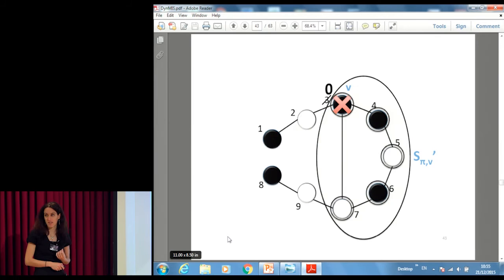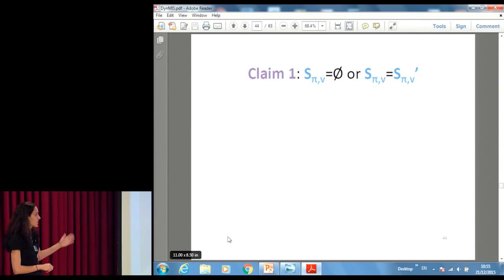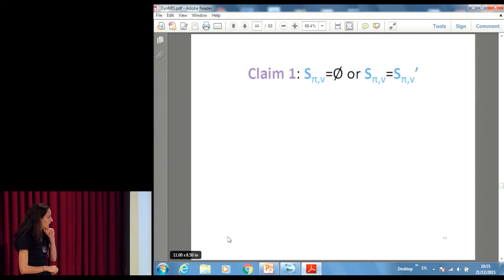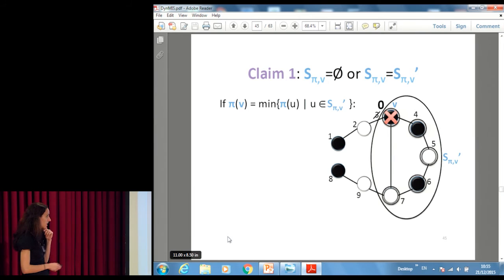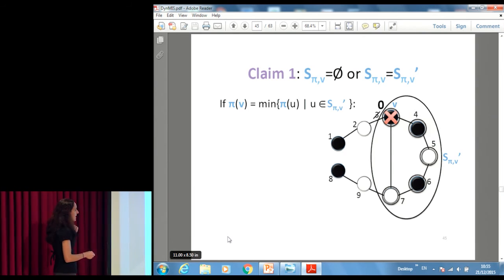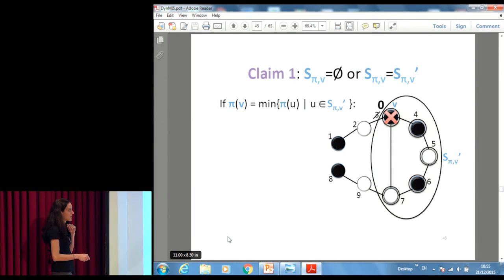Okay? It's either empty, for example, if I took out a white node, or it's the exact same set as this. Okay? So let me try and quickly prove this. So here's the claim, the claim that I said. S is either empty or equal to S prime. Okay? So if V, the real order of V, is indeed the minimal of all this set, which is indeed the case in the example we showed, right?